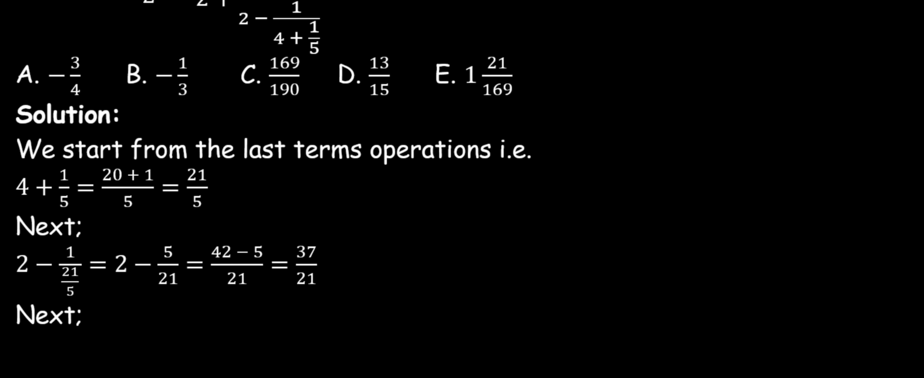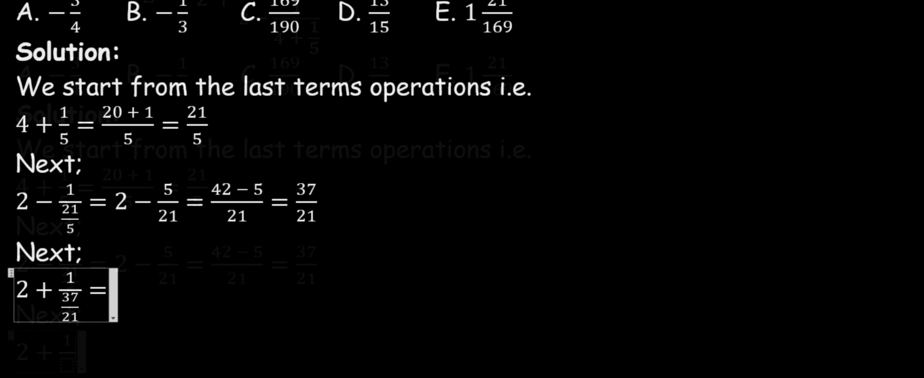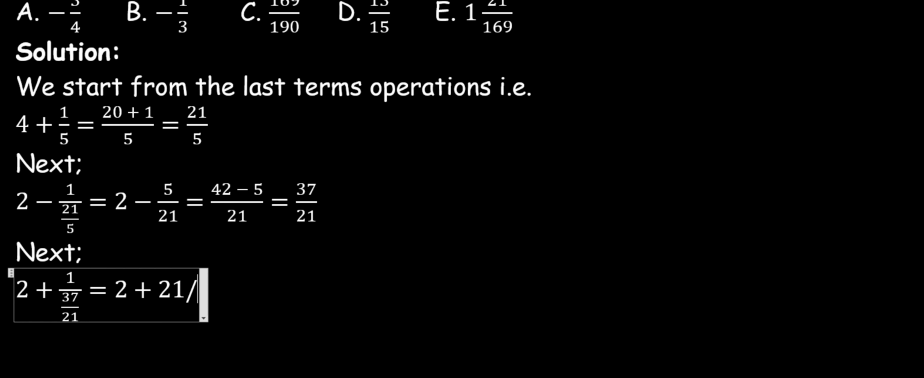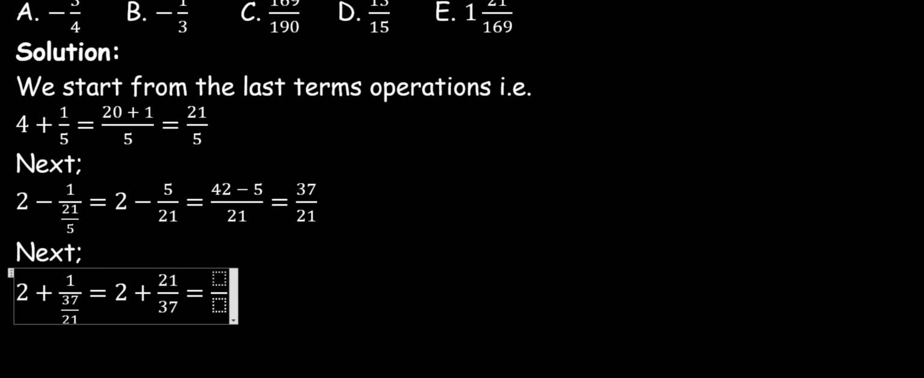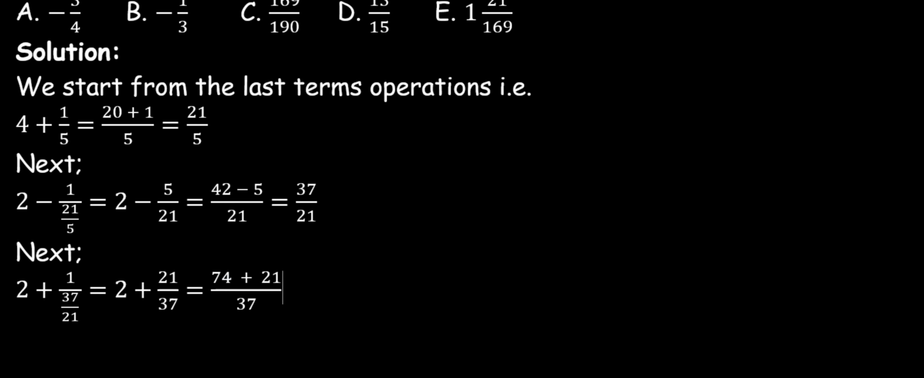Then we perform the operation that follows. Next, 2 plus 1 over 37 over 21, which is equal to 2 plus 21 over 37. The same thing applied here. 1 over anything, you invert. That is why 37 over 21 became 21 over 37. And when you do your simple arithmetic operation, it will be 74 plus 21 over 37. What we have just done is we multiply 37 times 2, plus 21 over 37, which is equal to 95 over 37.